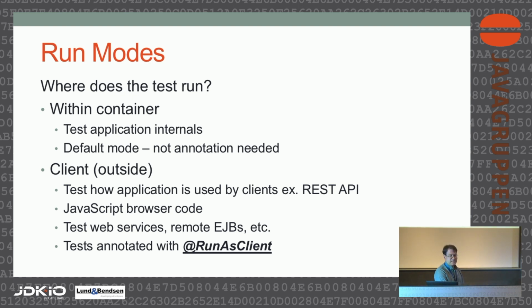You can also run your tests outside of the container. So this is where you're going to be testing web services, where you make a web service call and you see how the system responds, if you're testing JavaScript code. Tests that are run outside of the container are run as client, right? So the first one within the container, your JUnit actually runs within the container itself, which means that you can access everything inside the container. You can access DAOs, you can inject singleton beans into your test, you can check and see what they're actually doing.